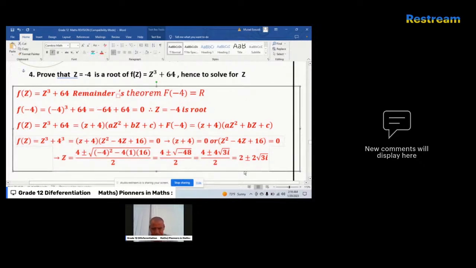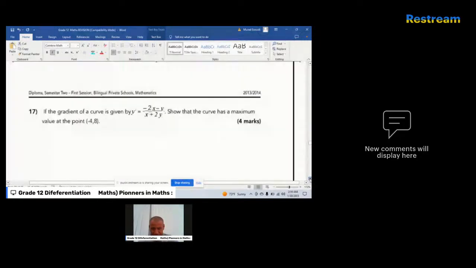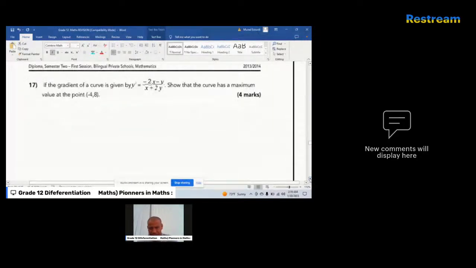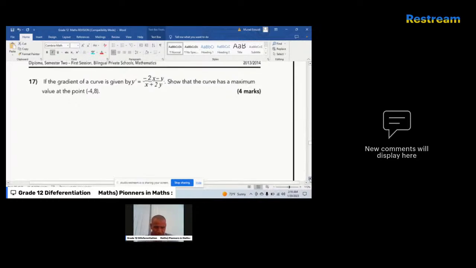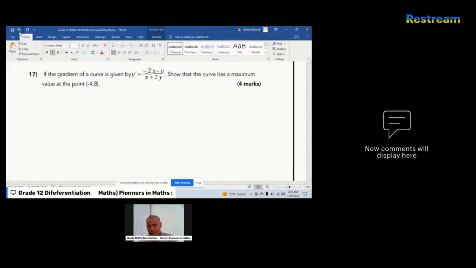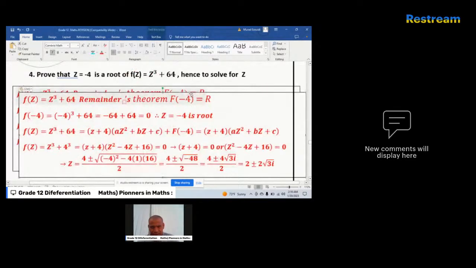For the next question, I'm looking to see what we can do here. If the gradient of a curve is given by y, show the curve has a maximum point. First of all, I will start doing this question. It's very important. I will write it here. I will use a fraction; I need just the symbol of fraction, the rest no need.